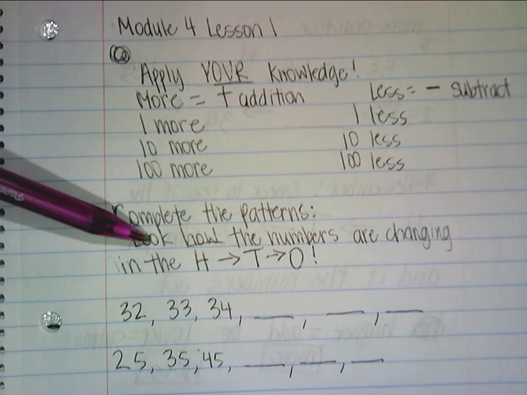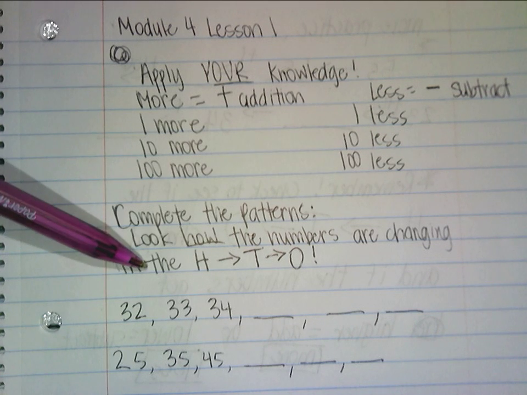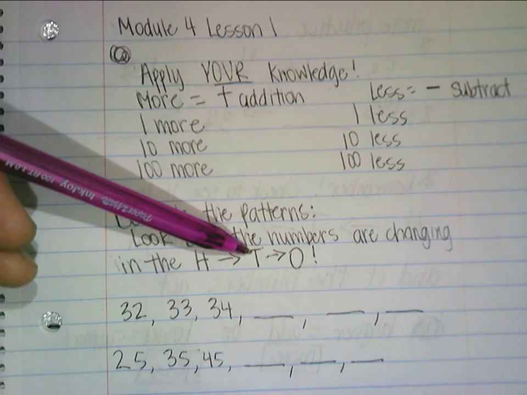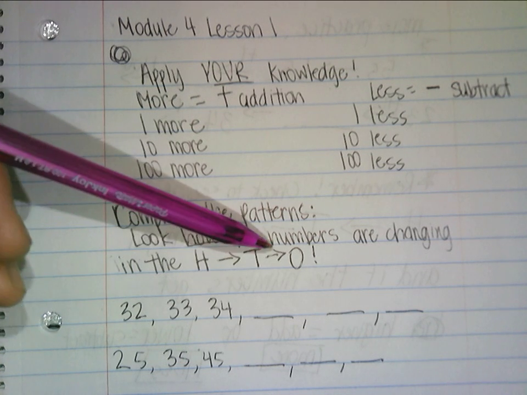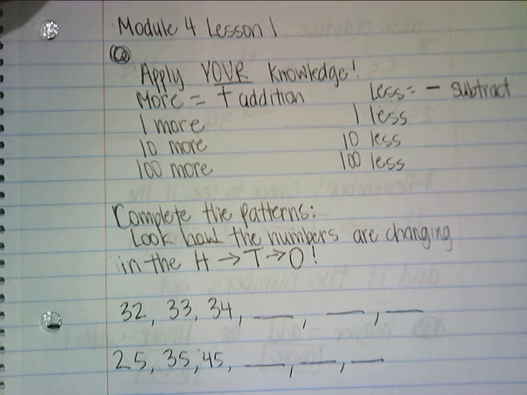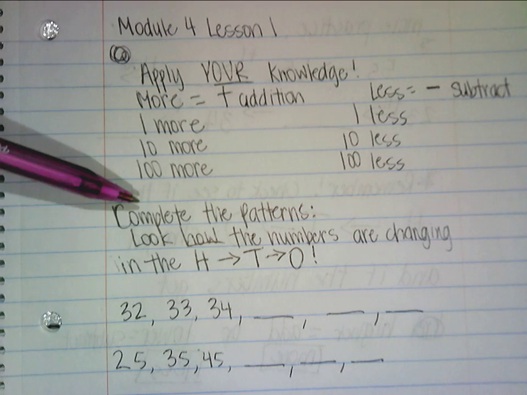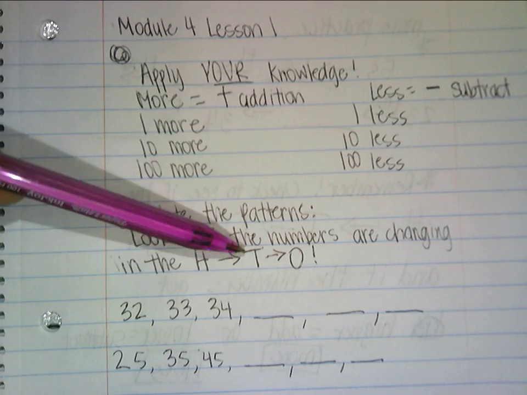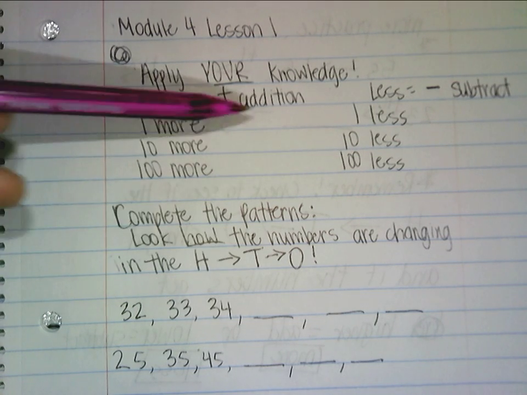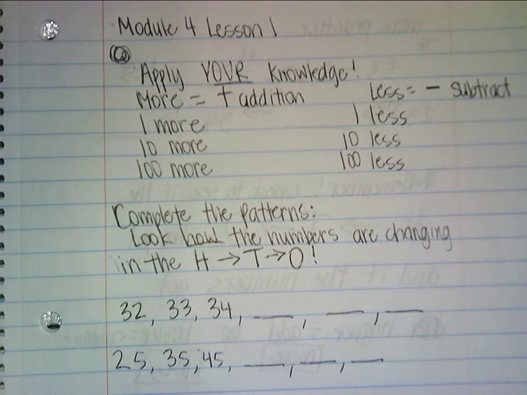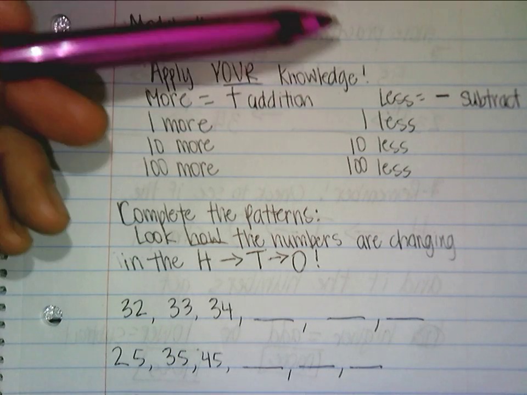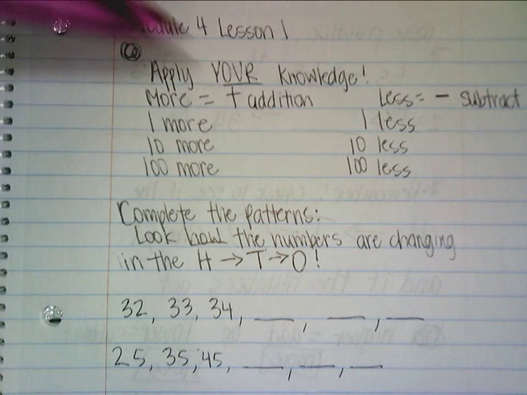So the way you look is you look at how the numbers are changing, and you want to look in the hundreds if it is a 3-digit number. Then you can check the tens and see how they're changing, and then the ones. So hundreds, tens, and ones. That's how we look to see how the numbers are changing. If the hundreds are changing, that means it's 100 more or 100 less. If the tens are changing, it'll be 10 more or 10 less. If the ones are changing, it'll be 1 more or 1 less. If that makes sense. And if they're going higher, that means it's more. If the numbers are getting lower, that means it's subtracting, so it's less.